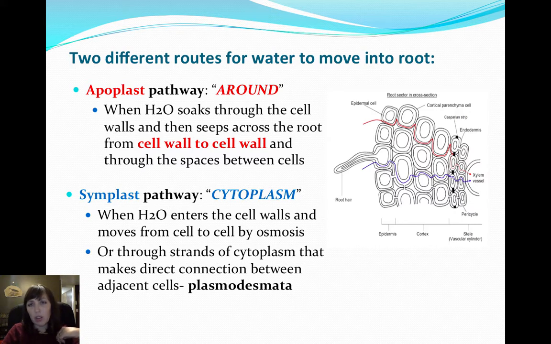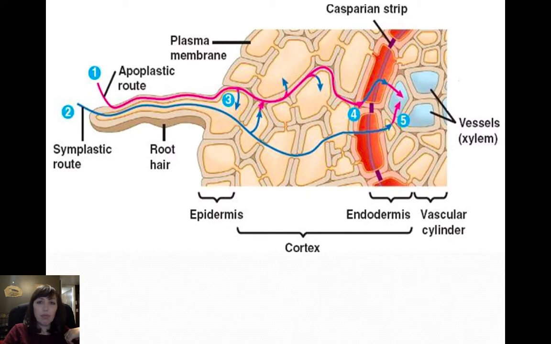Okay, so if you take a look at this model, you can see the root hair and the different paths that water can take. Again, here's your apoplastic route in pink, and here's your symplastic route in blue. The big thing here is that in the symplastic, which is like cytoplasmic, you can see it's moving in through the cytoplasm and in through the plasmodesmata between cells.